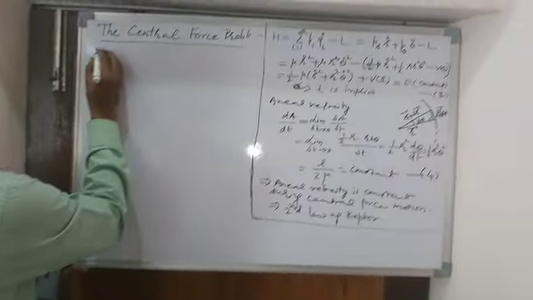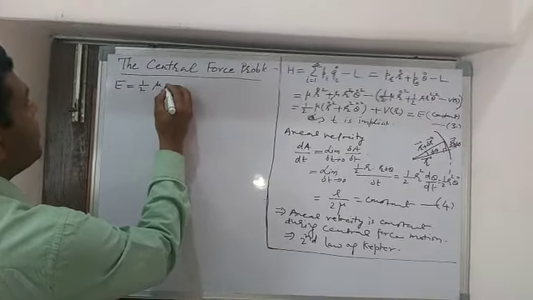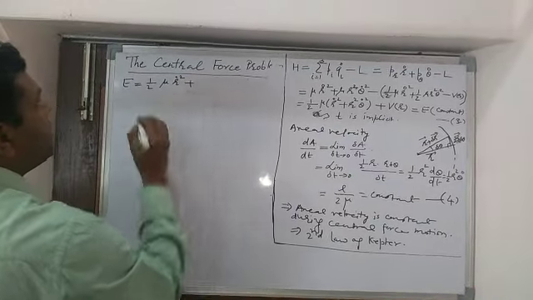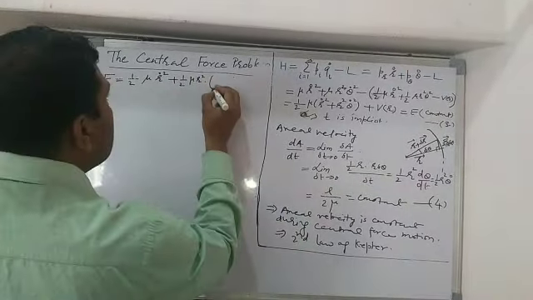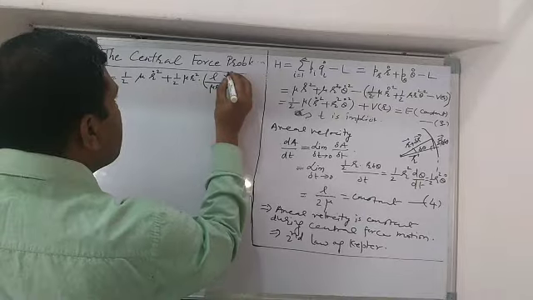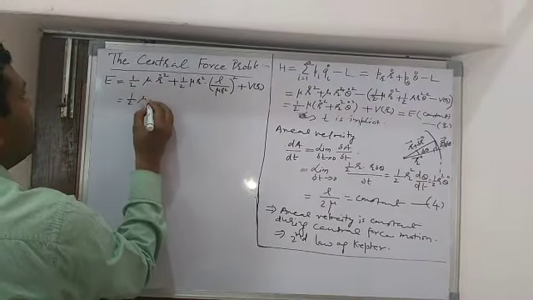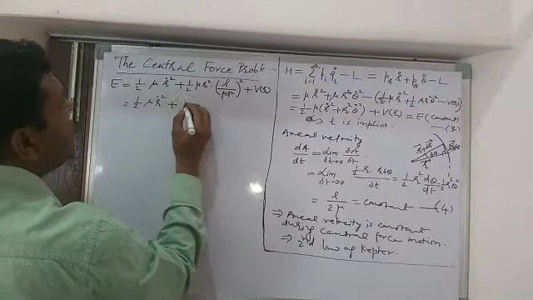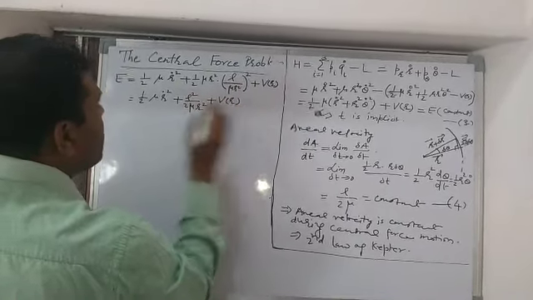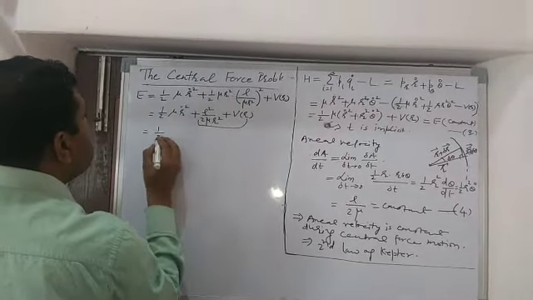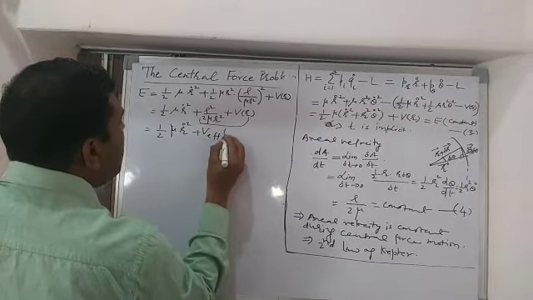Okay, so what we had, E, that is half mu r dot square plus half mu r square theta dot square. Let's now put the value of theta dot, which is L by mu r square, whole square, and then we have the V of r. So this is going to be half mu r dot square plus L square by 2 mu r square plus V of r, or we will replace this by something else which we will refer to as the V effective of r.